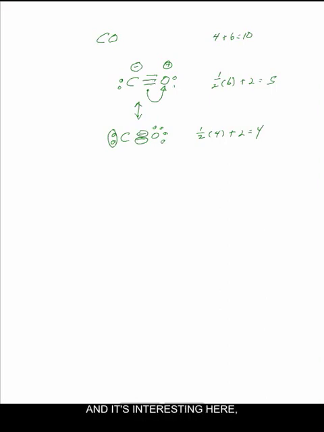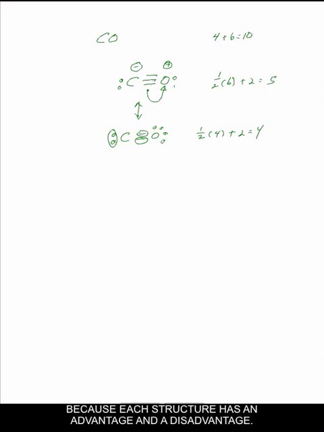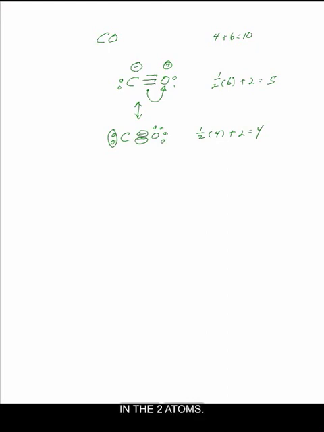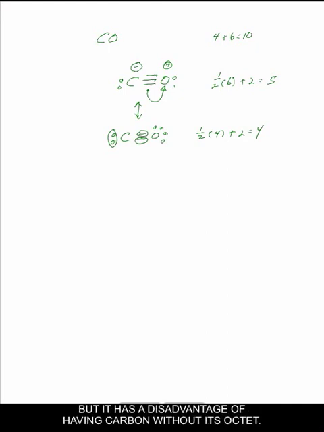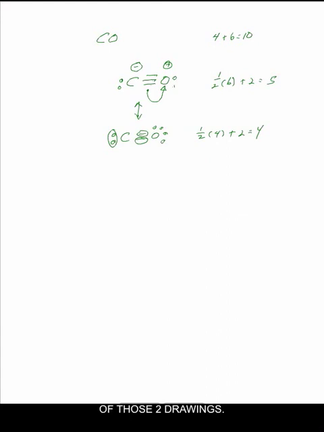It's interesting here because each structure has an advantage and a disadvantage. The top structure I've drawn has an advantage of obeying the octet rule. It has a disadvantage of having a charge separation in the 2 atoms. The bottom structure, on the other hand, has the advantage of not having a charge on either atom, but it has a disadvantage of having carbon without its octet. And the true carbon monoxide molecule is a hybrid of those 2 drawings. So these represent 2 unusual structures.